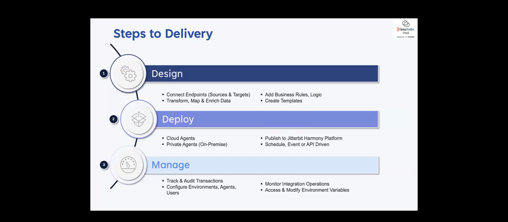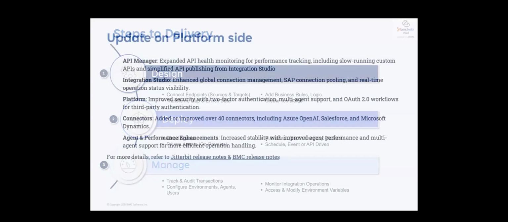and you can create templates. We also support something called cloud agents and private agents. If you want to connect to an on-premise instance or endpoint, then you would need a license, which is basically an agent, a Helix iPaaS agent or Jitterbit agent, to connect to that on-prem instance. That's more from the deploy part, and the manage part is more around how you configure these agents, these end users, your environment, and then you start monitoring. So this is what I had to cover.